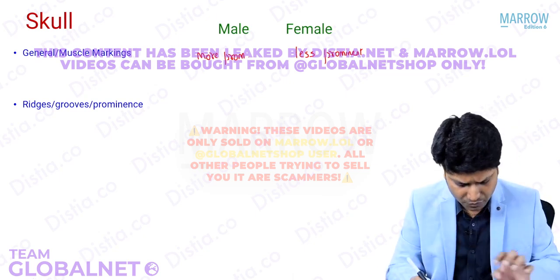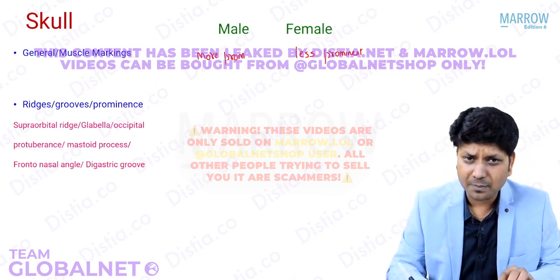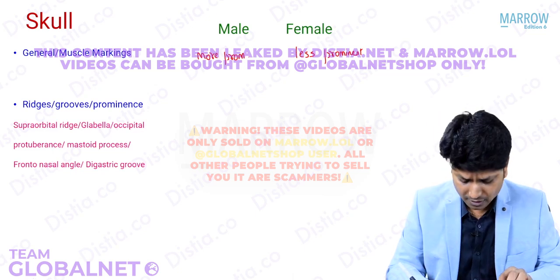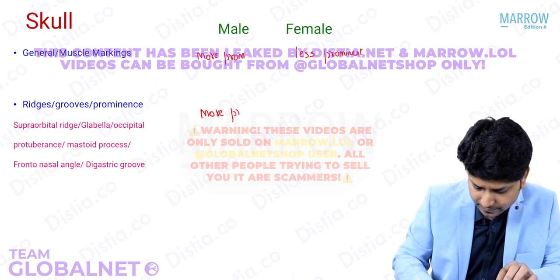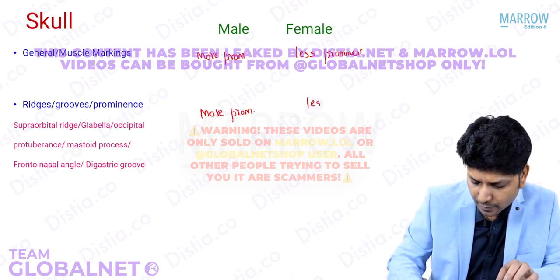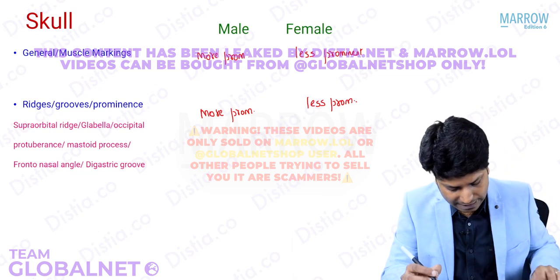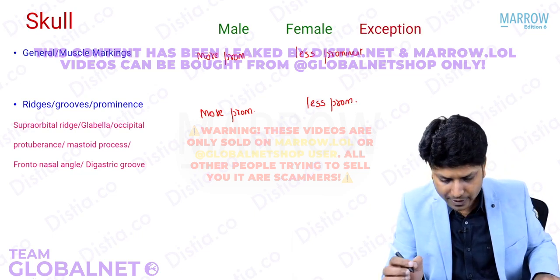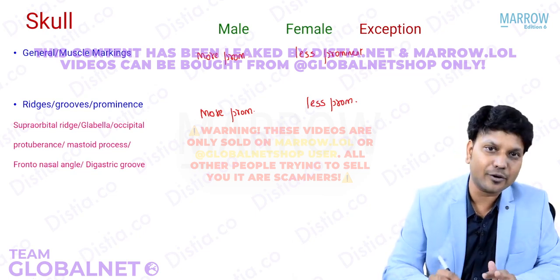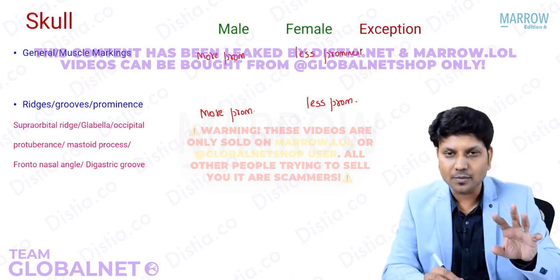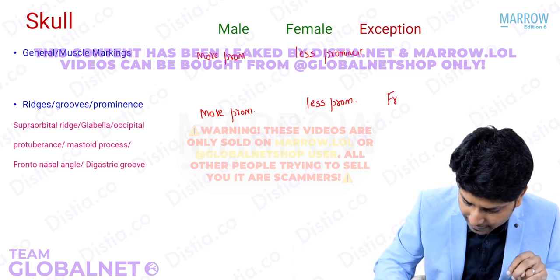All the ridges, grooves, and prominences, like the supraorbital ridge, glabella, occipital protuberance, mastoid process, frontonasal angle, digastric groove, everything will be more prominent in males and less prominent in females. There is one exception that we have to learn here, which is highly important for examination purposes. All the prominences are more markedly seen in males and less markedly in females, except number one, the frontal eminence.